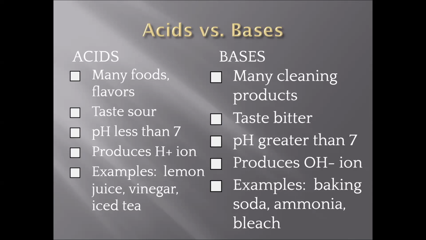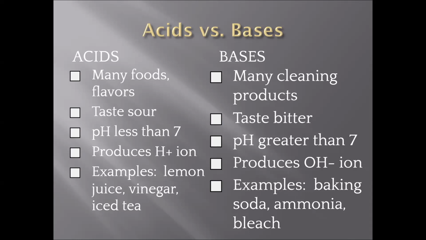So acids are in a lot of different food flavorings. Anytime you've ever had a soda, anytime you've ever tasted something sour, those are acidic substances. They have a pH that is less than 7. They produce hydrogen ions. Examples of that would be lemon juice, vinegar, iced tea, soda, pretty much anything like that.